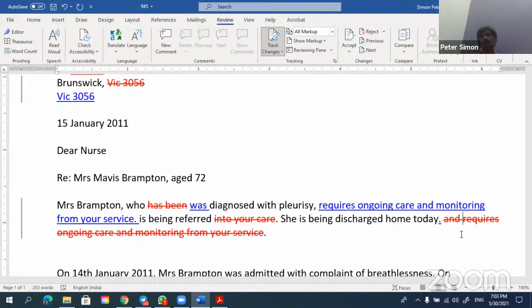If you want to write here, you can also say, thank you for seeing Mrs. Brampton. Like that also you can write. Thank you for seeing Mrs. Brampton, who was diagnosed with pleurisy. Full stop. I am referring her for ongoing care and monitoring from your service. Now here, try to understand. From your service, one time is enough. I am referring her for ongoing care and monitoring. So you are referring to them, that means you need from their service only. Why do you want to say from your service?